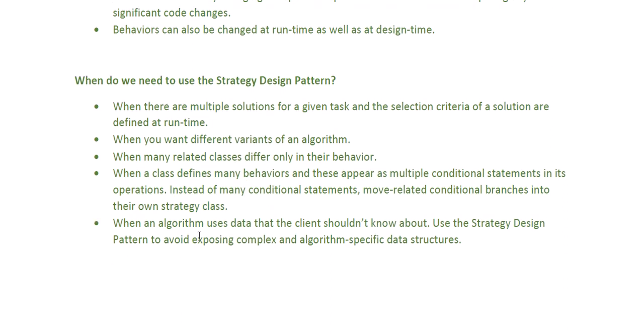Also, when an algorithm uses data that the client shouldn't know about, use the strategy design pattern to avoid exposing complex, algorithm-specific data structures. This is a very important thing. Instead of hard coding a solution into the client code and exposing all the algorithm-specific data in your main program, you put that algorithm into a separate class, implement it as a strategy, and handle whatever data you are using in that strategy class itself. This way, you are not exposing the algorithm-specific data structures to your client application. These are the scenarios where you can make use of the strategy design pattern.